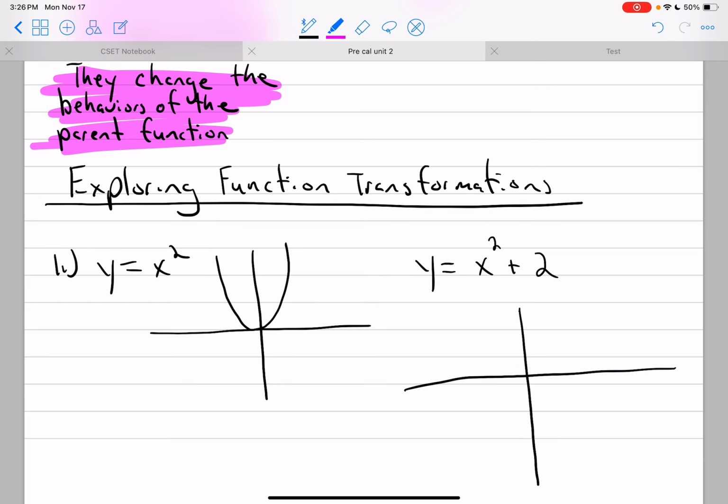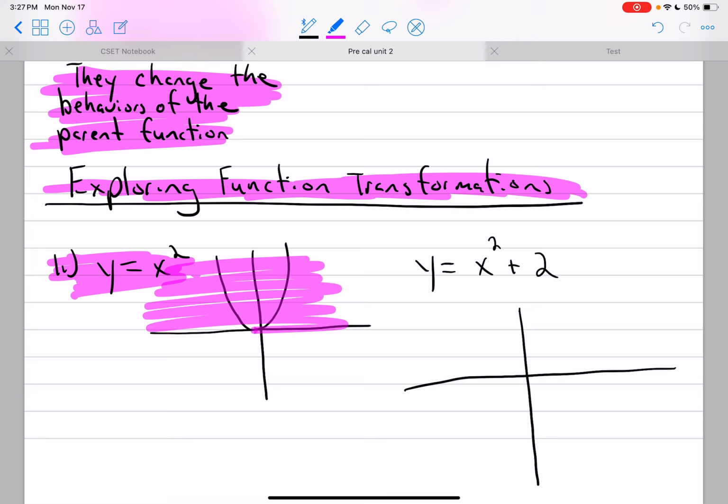All right, so let's talk about exploring function transformations. So let's draw this first function, y equals x squared. Looks like this, so you're going to draw that.